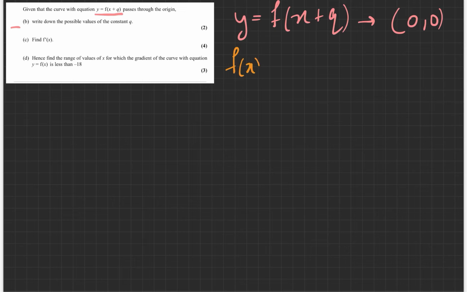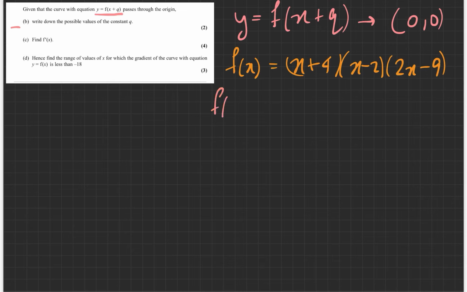So our original equation is f(x) equals (x + 4)(x - 2)(2x - 9), right? So we have our equation f(x). Now, I'm going to rewrite this curve like that, f(x + q), which is basically replacing all the x here with x + q, okay?